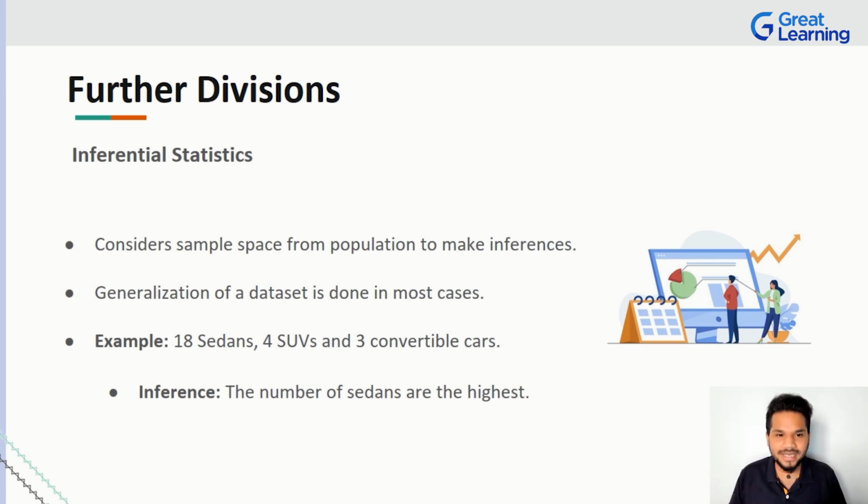Now, we already know for a fact that we usually take a certain sample space and not the entire population to make any sort of inferences. Again, the name inferential statistics, we are trying to infer something. We are trying to get an answer to a question that we are asking, right? So usually generalization is done in most of these cases to help you understand inferential statistics. Here's a very good example. I'll tell you, hey guys, here's a parking lot. There are 18 sedans, 4 SUVs and 3 convertible cars. Of course, all of these are cars, right? Now, all these cars are parked in front of you.